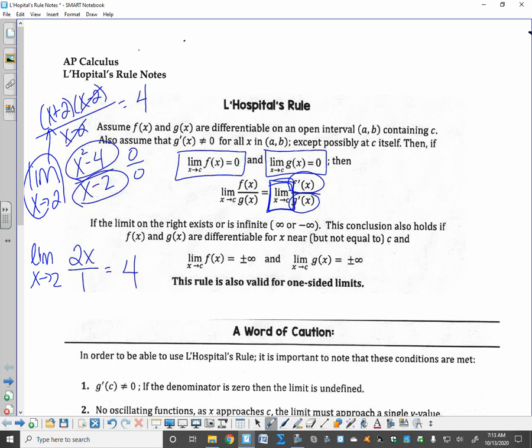Okay, let's keep reading. If the limit on the right exists or is infinite, whether it's positive or negative, this conclusion also holds if f and g are differentiable for x near but not equal to c, and the limits are either headed towards infinity or negative infinity. Because again, infinity over infinity is an indeterminate form.